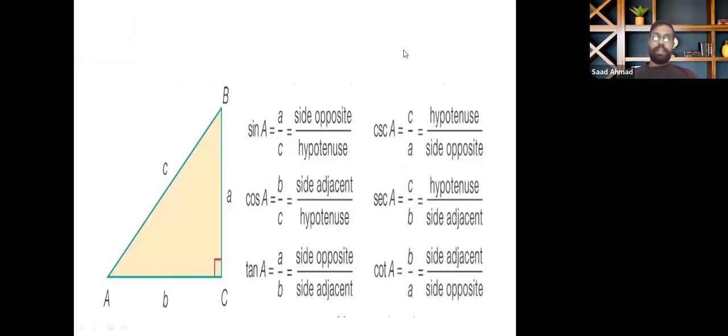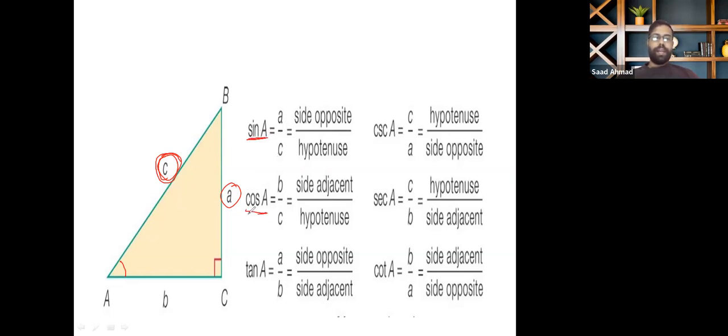Here you see the sine. Sine of A, with the angle A here, is the opposite over the hypotenuse. We take the opposite and divide it by the hypotenuse. That ratio gives us the sine.